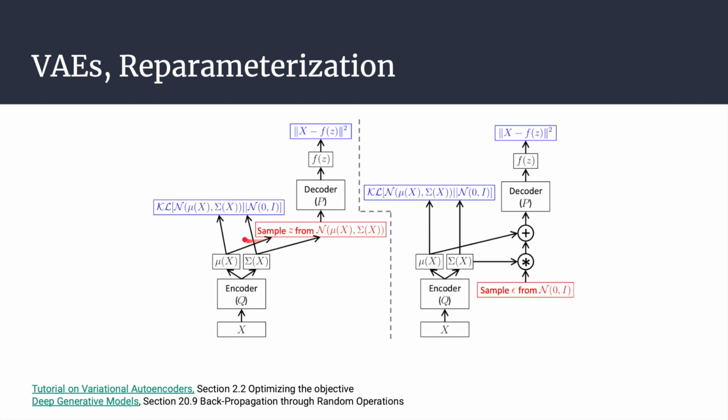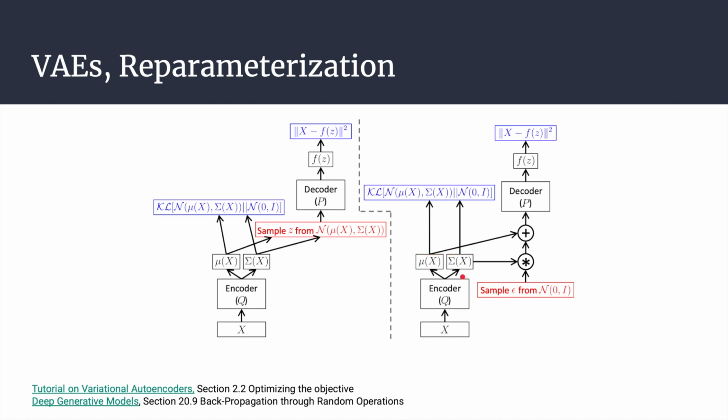And then this is the KL divergence loss from the last slide as well. But you see that there's a big red box here because you can't backprop through a sample. You can't backprop through this sample because it's a stochastic process.